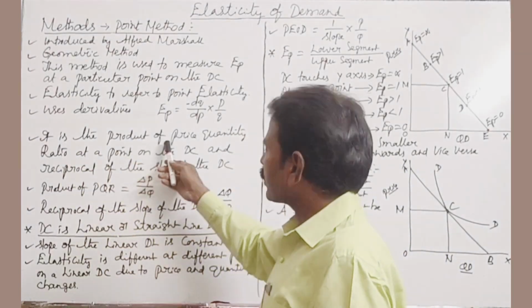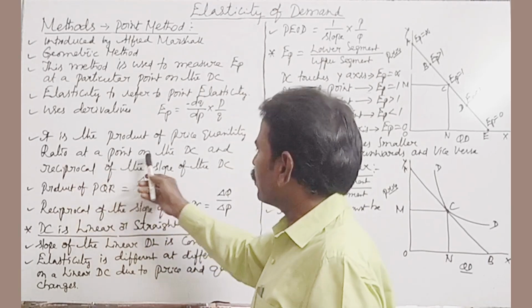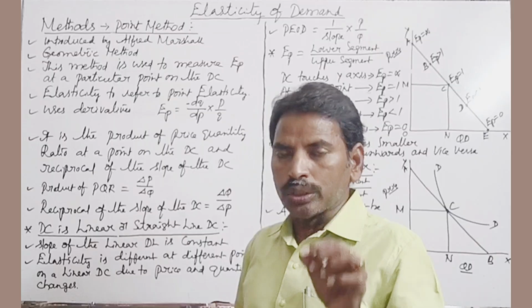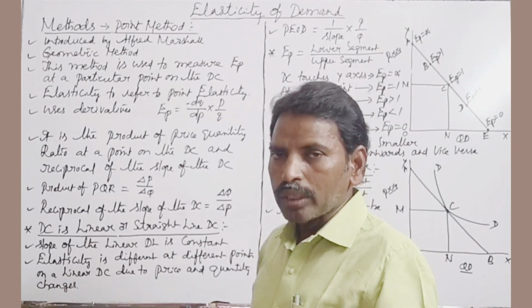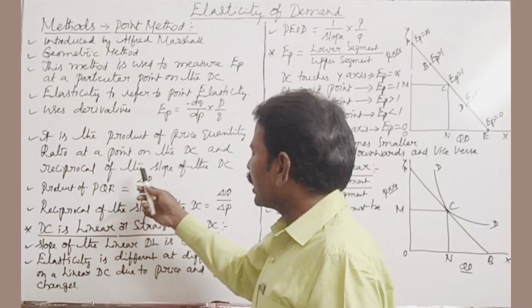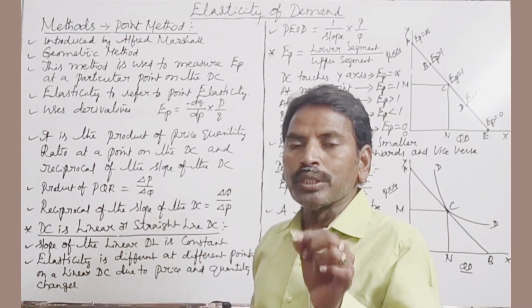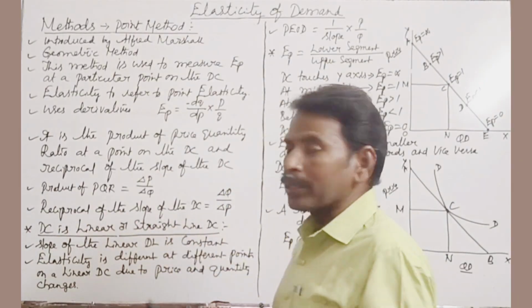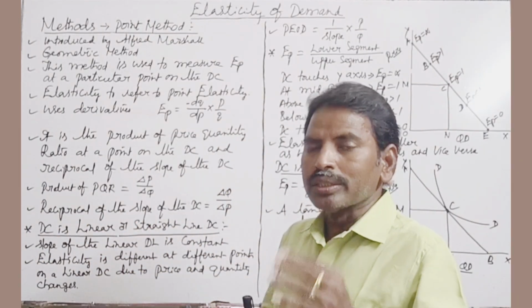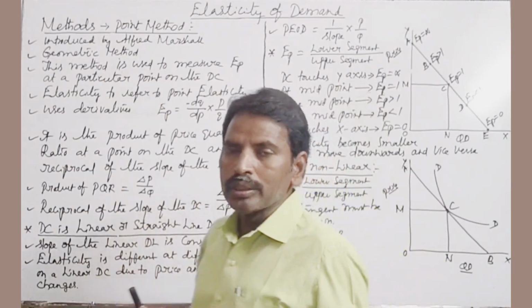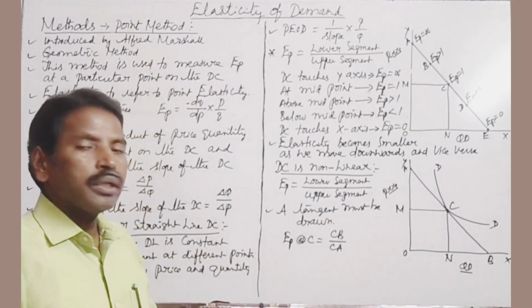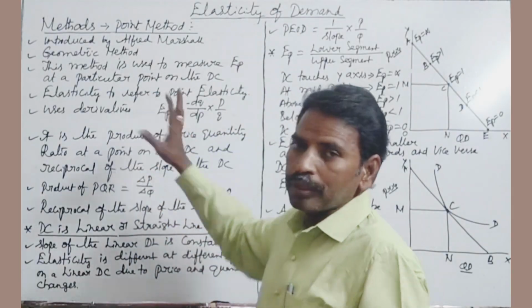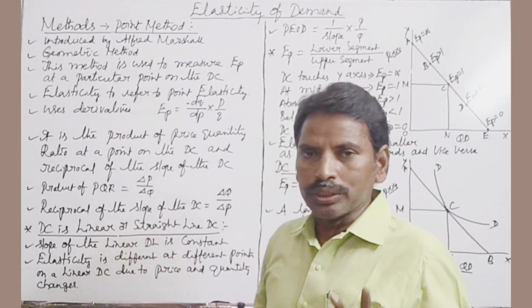It is the product of the price quantity ratio at a particular point on the demand curve. The product of the price quantity ratio is equal to the slope of the demand curve, which is delta P by delta Q, change in the price by change in the quantity. Whereas the reciprocal of the slope is the reverse, delta Q by delta P, that means change in the quantity by change in the price. This is the introduction to the point method to measure price elasticity of demand.